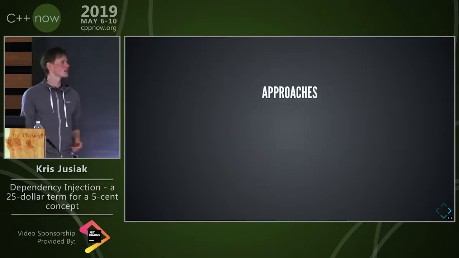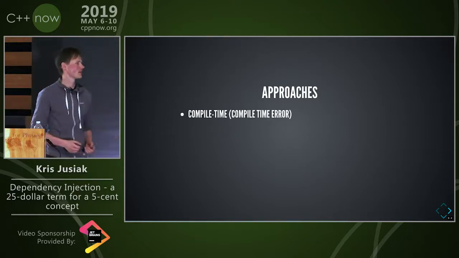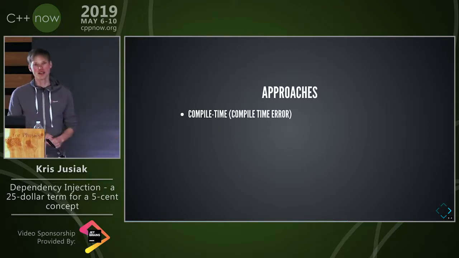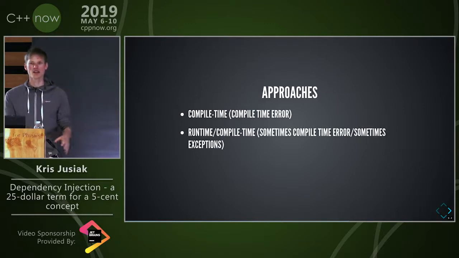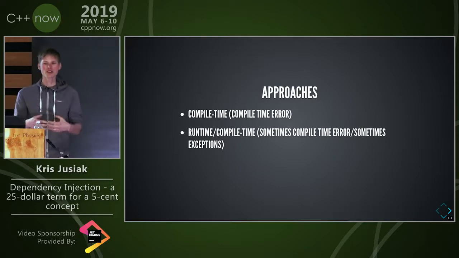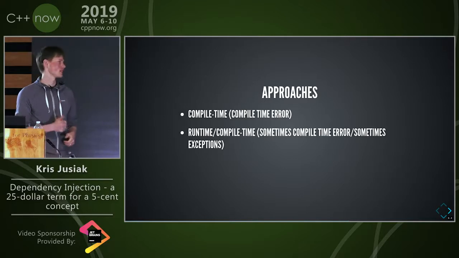So there are a few approaches, at least a few which I've seen. Compile time is, I think, preferable for all C++ code, when we get the compile time error. So if all our dependencies are not creatable, if you cannot create the object, we will just get a compile error. Yeah, that would be great.